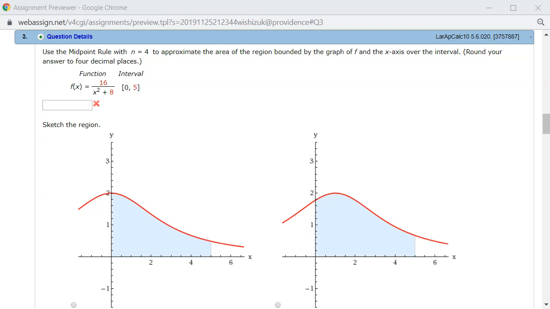All right, let's look at homework 5.6, problem number 3. We want to find M4 for this given function over the interval from 0 to 5. So let's do that.